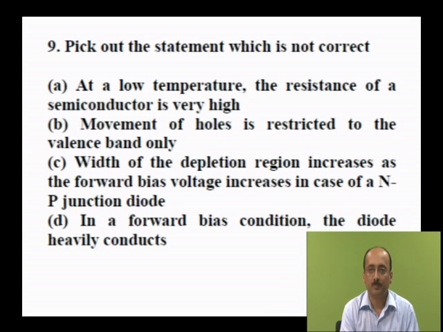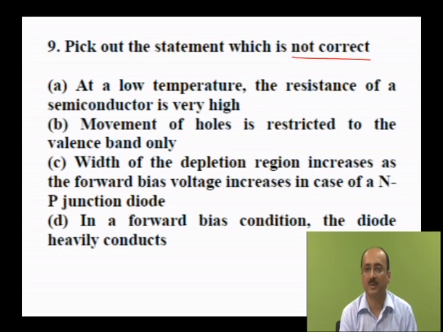Ninth one, pick out the statement which is not correct. Whenever you get a question that says untrue, not correct, etc., please mark it so that you don't go wrong there. So they are asking which one is not okay. First choice, at a low temperature, the resistance of a conductor is very high. So a semiconductor at low temperature has high resistance, they are telling, and that is true, so you cannot go for that. Movement of holes is restricted to the valence band. This is also okay. Either you can represent holes and the movement of holes either in the valence band or in the covalent bond. So that is okay.